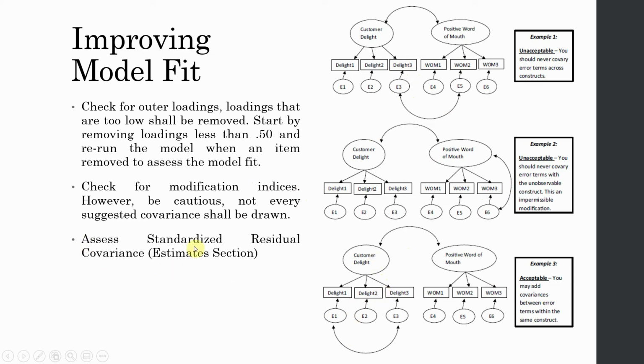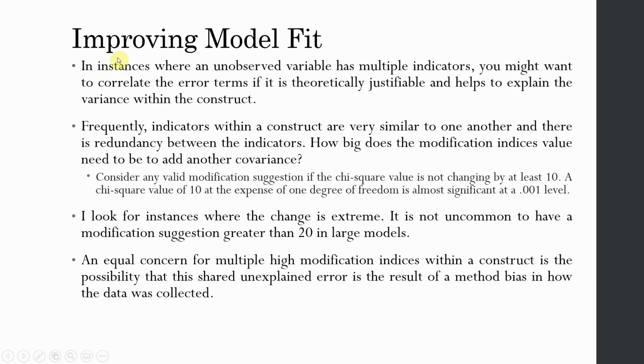And finally, assess the standardized residual covariance. This is available in the estimates section. Anything over 2 shall be considered for deletion. But it is very important that one should not go on and keep deleting items, because that can affect your content validity and how you have operationalized your construct. Now, improving model fit. In instances where an unobserved variable has multiple indicators, you might want to correlate the error terms if it's theoretically justifiable and helps explain the variance within the construct.